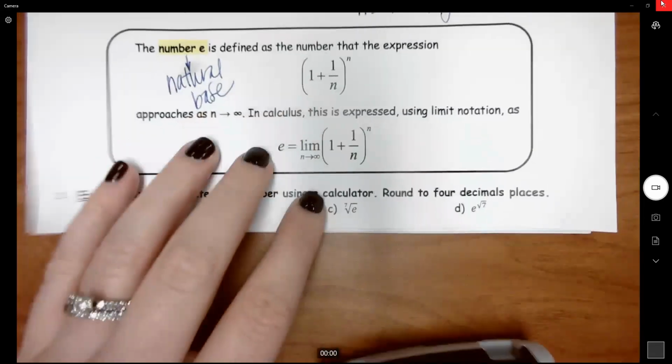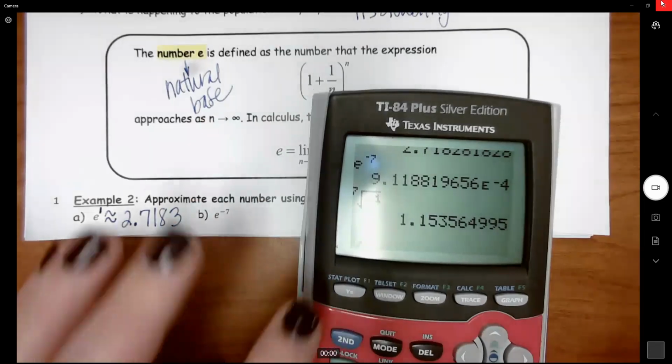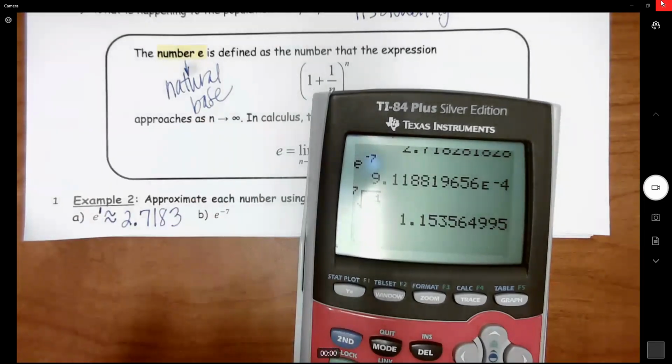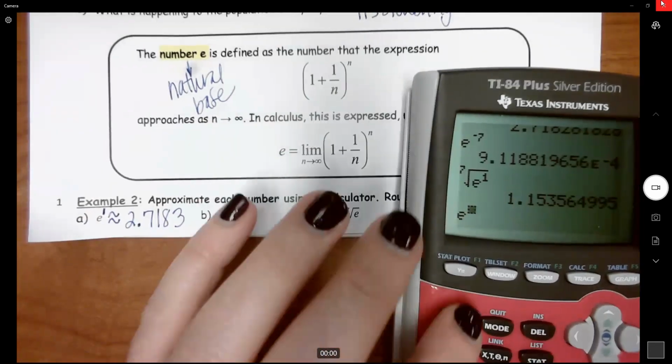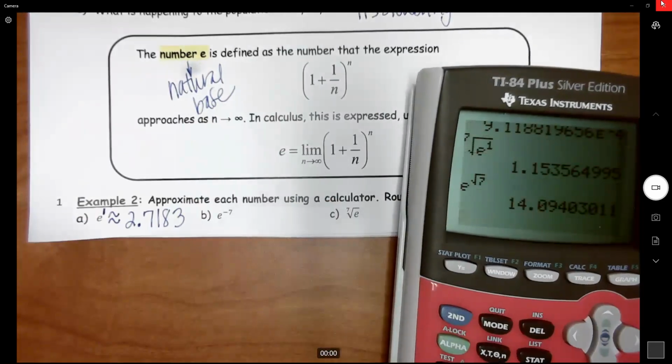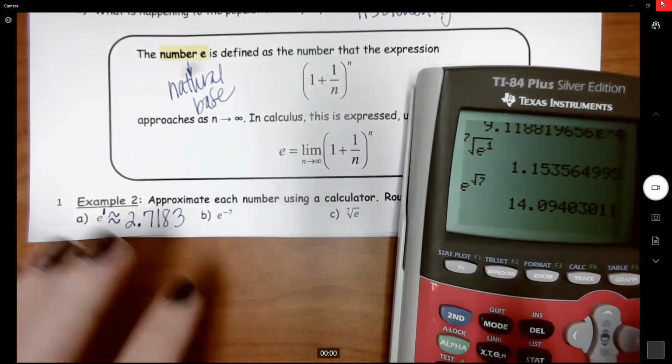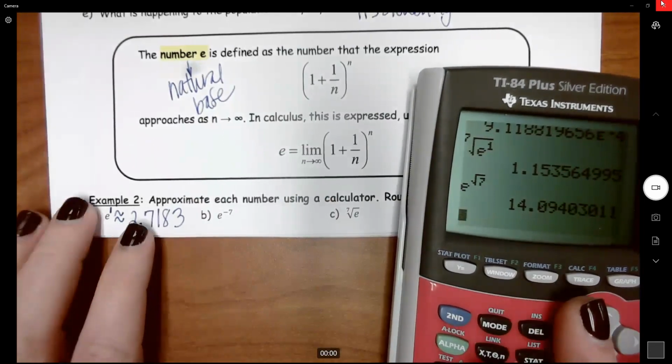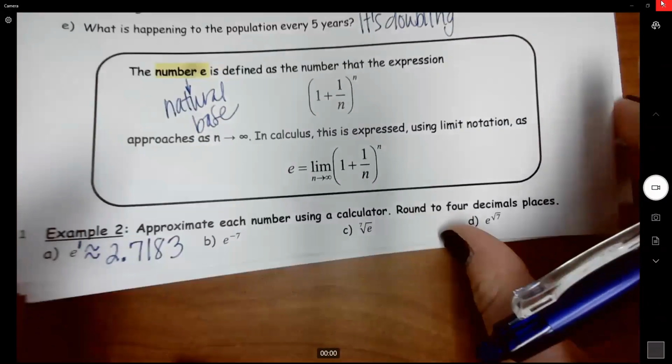And then lastly, e to the square root of 7. So e and then the square root of 7. So put those values in there. I'm not going to write those down.